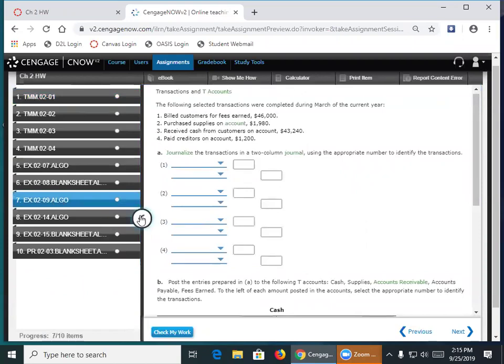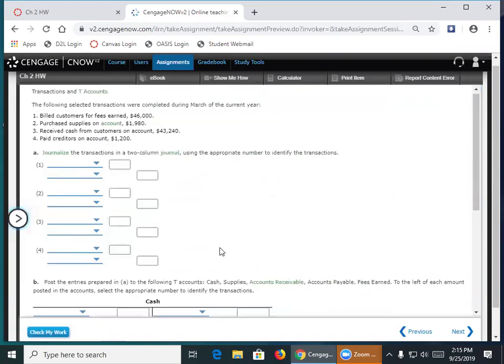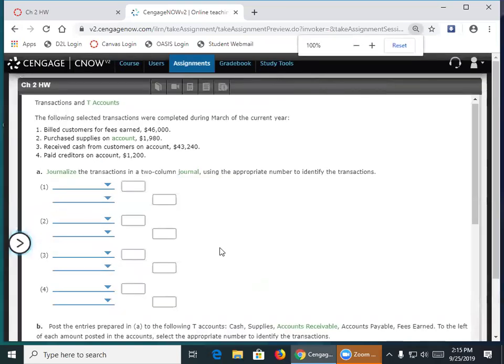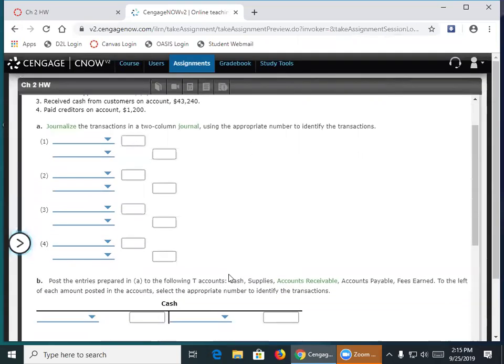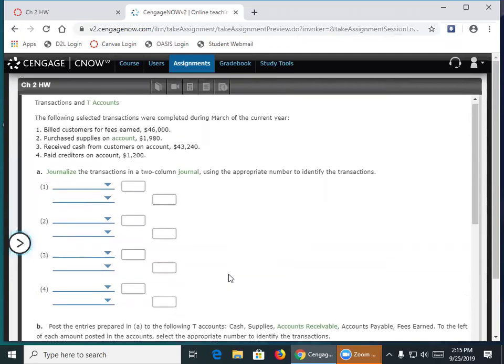So I'm going to go to number 7, exercise 2-9, and just look at a few select transactions here, ones that kind of trip students up. So your homework will probably be the same journal entries, they'll just be different numbers. So you kind of go along and do it with me.